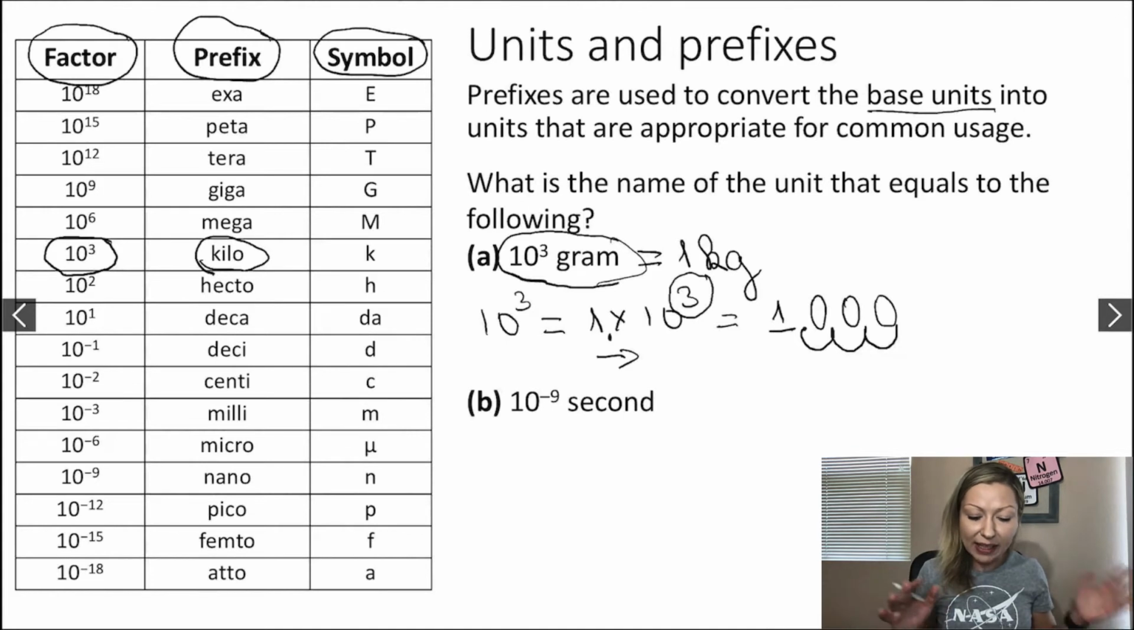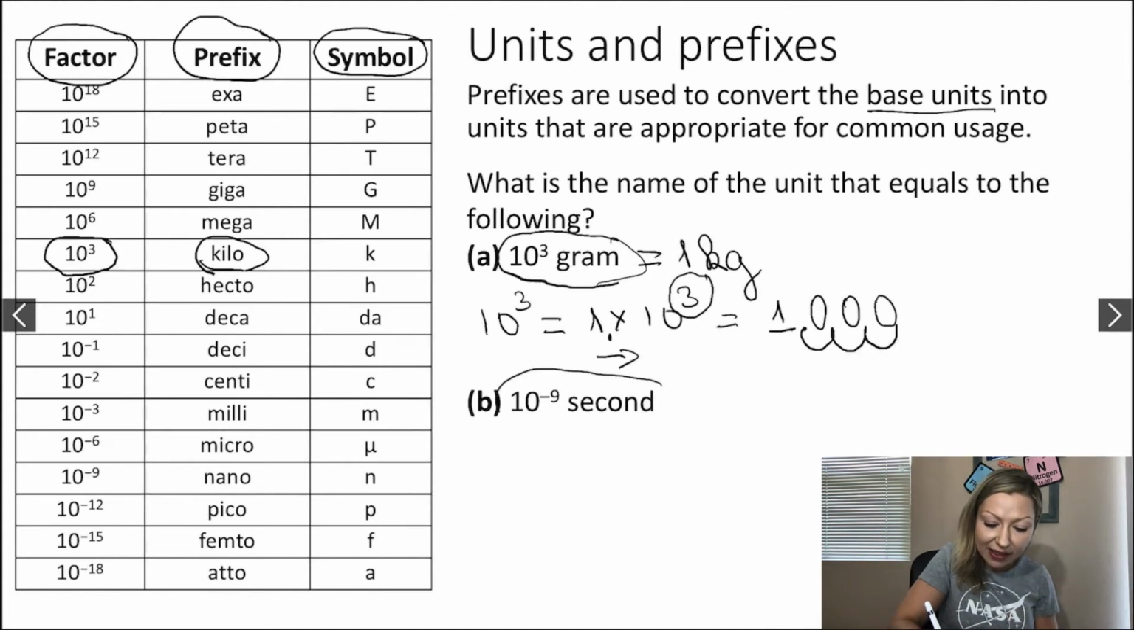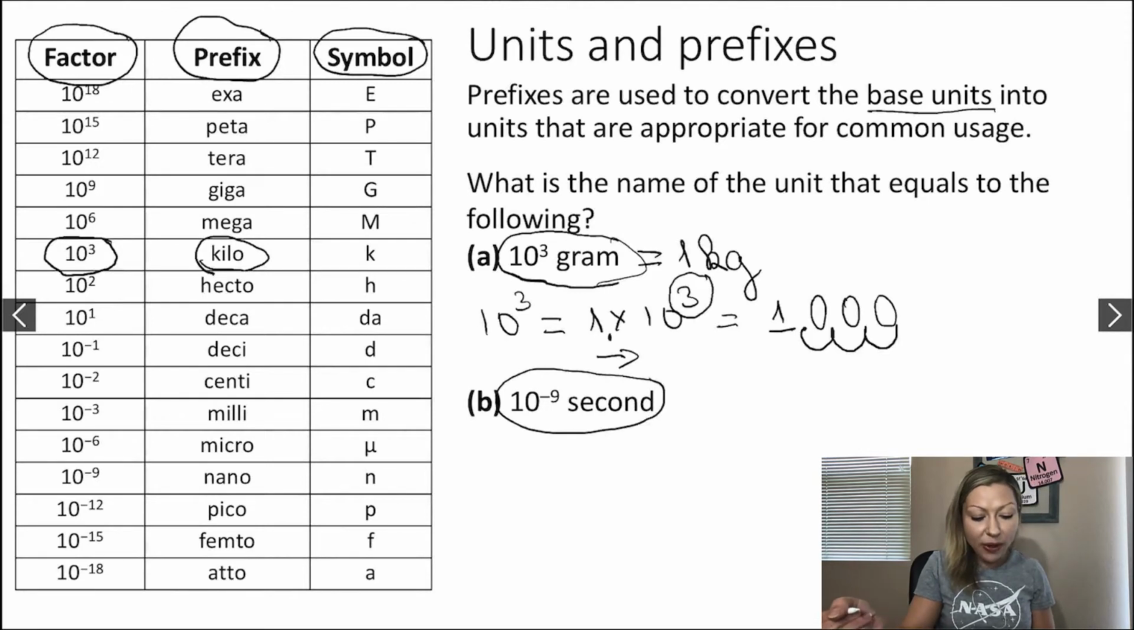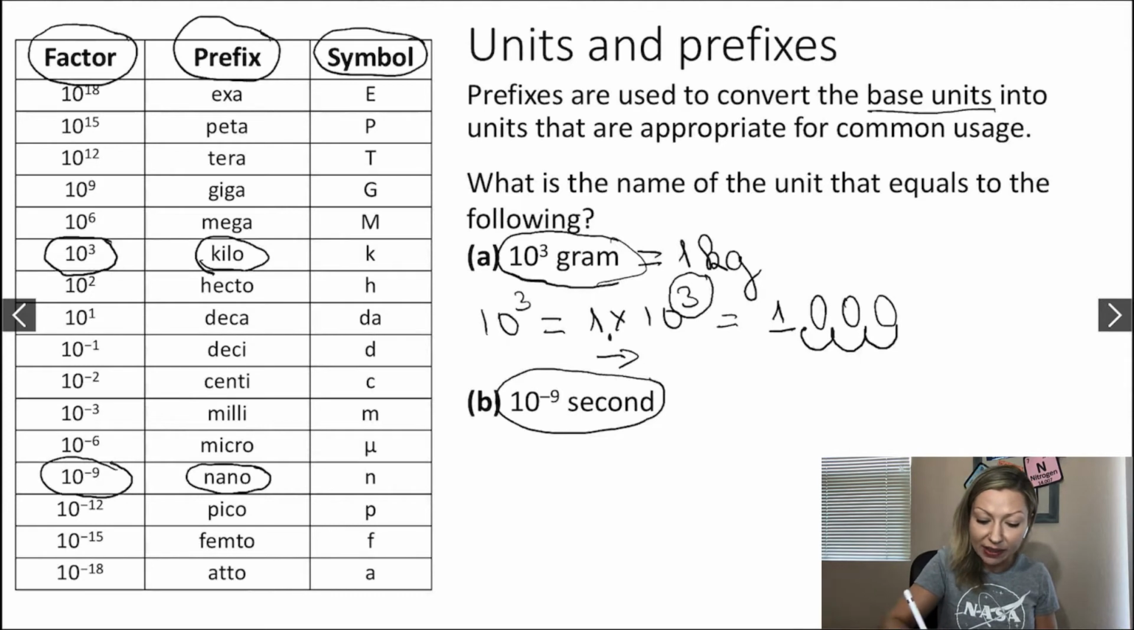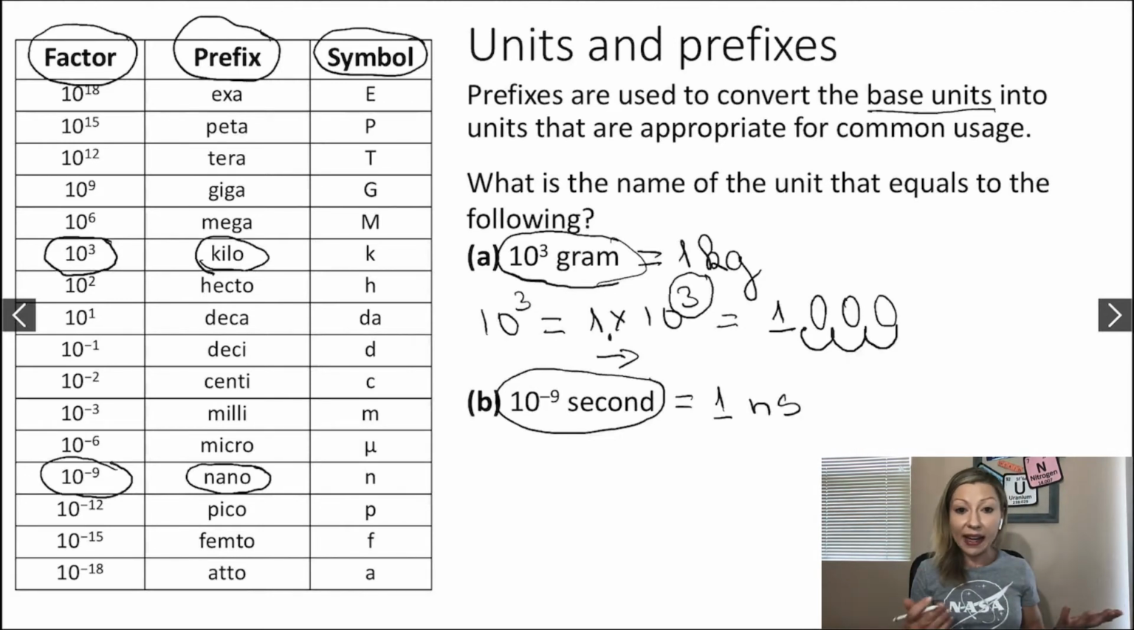Let's try to find the name of the unit that is 10 to the negative 9th second. Where is 10 to the negative 9th? Did you find it in the table? It is right here. So the name of the prefix is nano. So we are going to have nanoseconds. So 10 to the negative 9th second is actually 1 nanosecond.